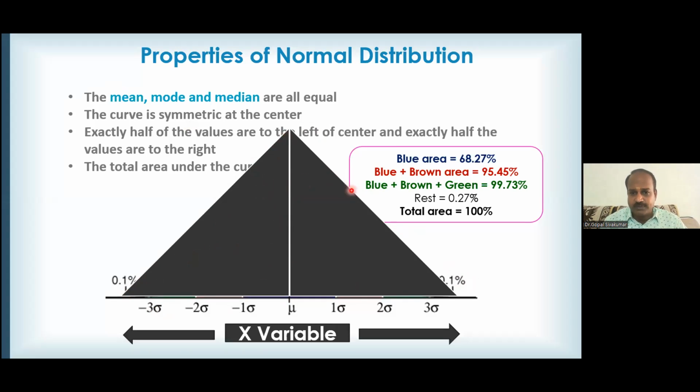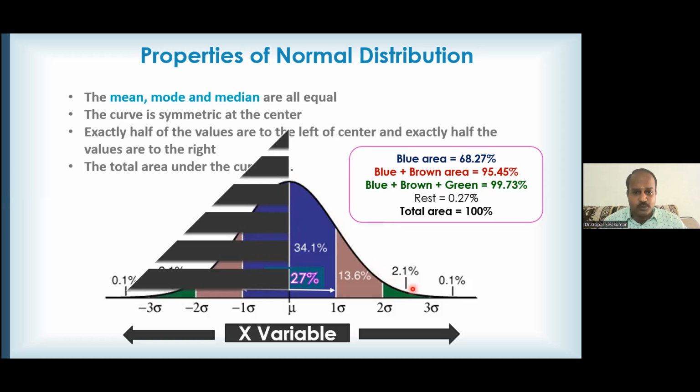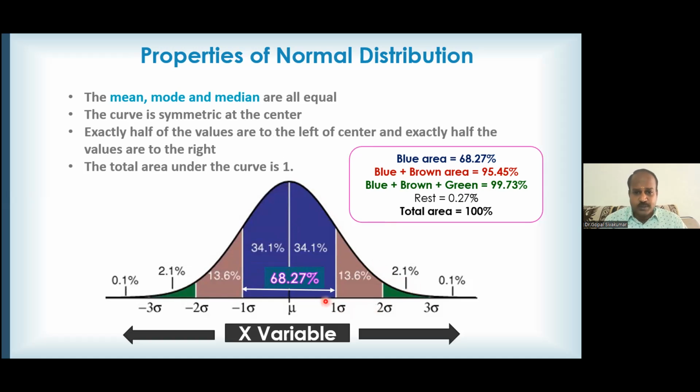If the total area of the triangle is 100%, then the right side triangle occupies 50% of the area. The left side triangle occupies 50% of the area, right? So now I'm going to remove this triangle and I'm going to bring the bell-shaped curve here, right? The right side portion of the triangle is removed. Now the left side portion is also removed. Now still you can see the center line available.